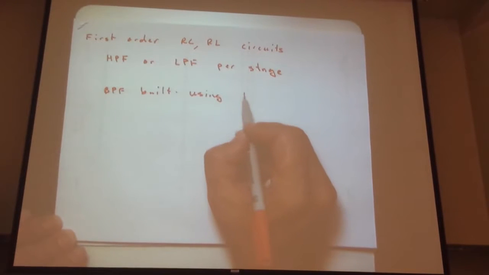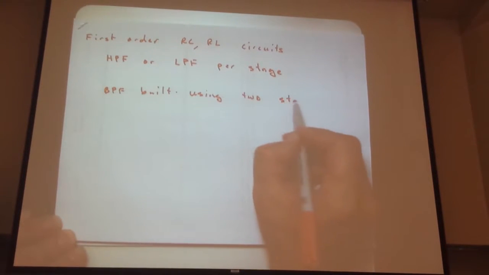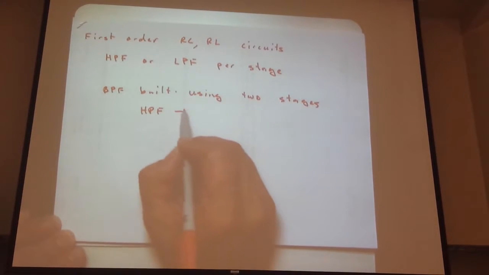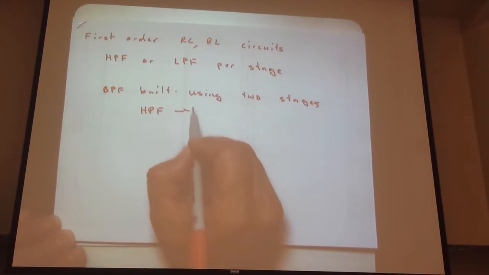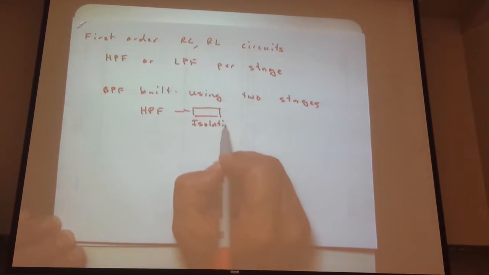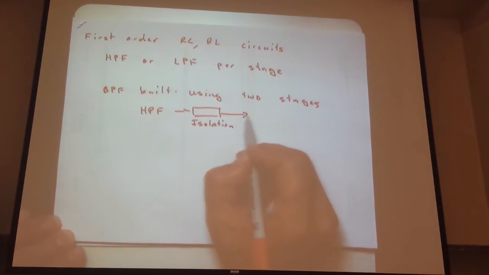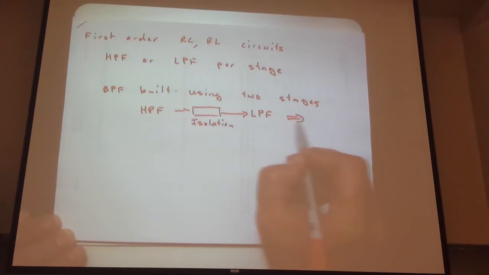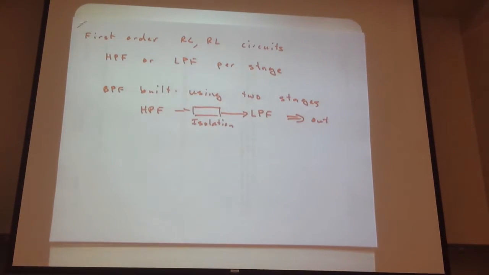Using 2 stages. A high pass filter and then a low pass filter. Isolation. And then a low pass filter. And then output. So we can construct anything with first order filters.